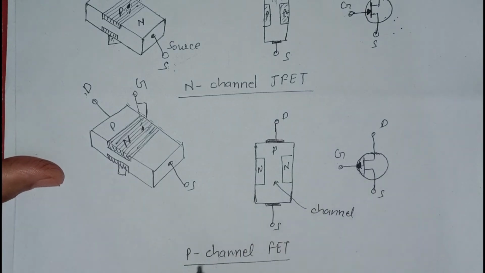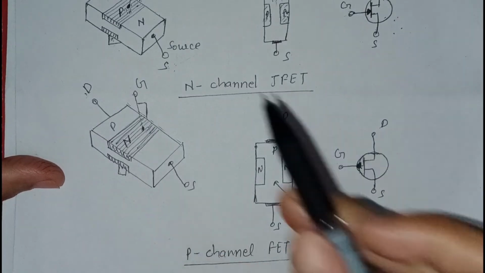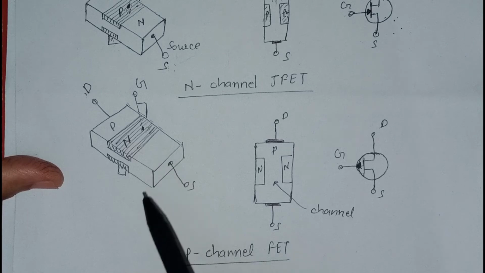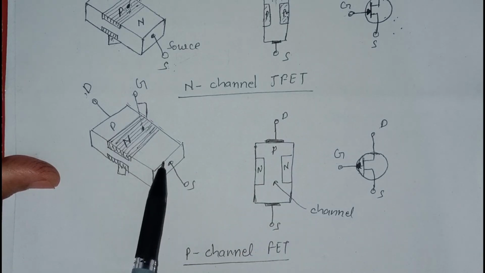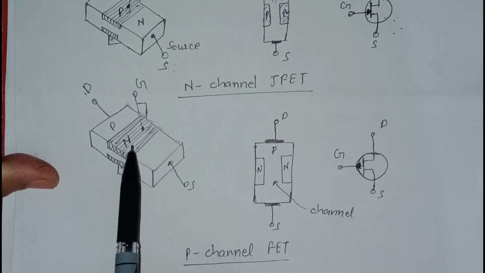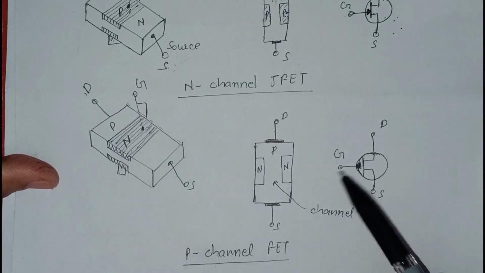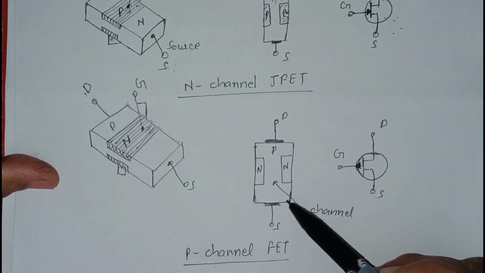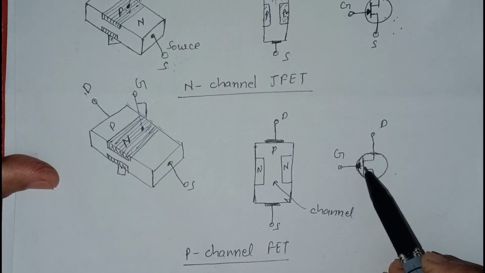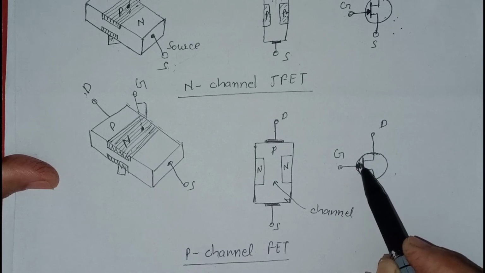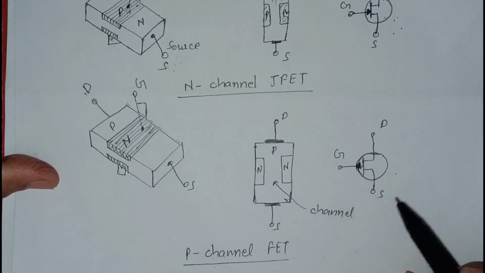Similarly, we can make a P-channel FET if we interchange the diffusion and the semiconductor bar. In this case, we will take a P-type semiconductor bar and make N-type diffusion. Here, this is the schematic diagram and this is the symbol. In this case, in the symbol, the arrow head is going out of the circle.